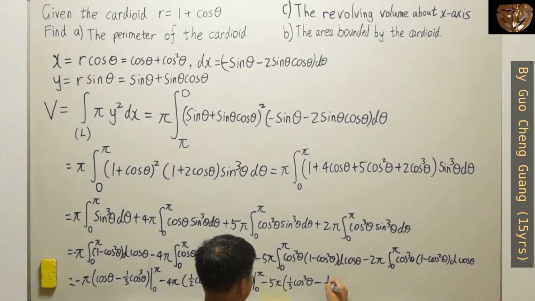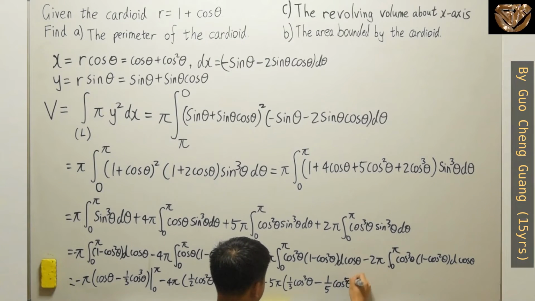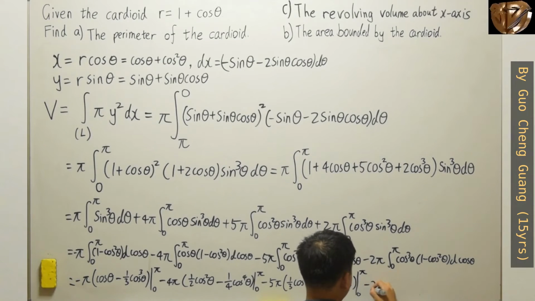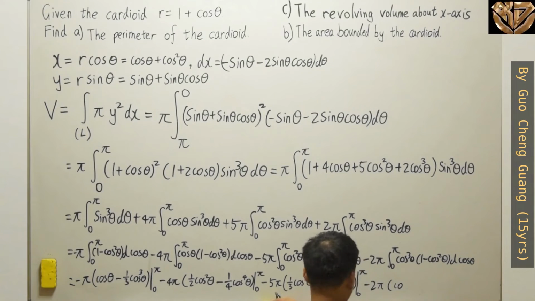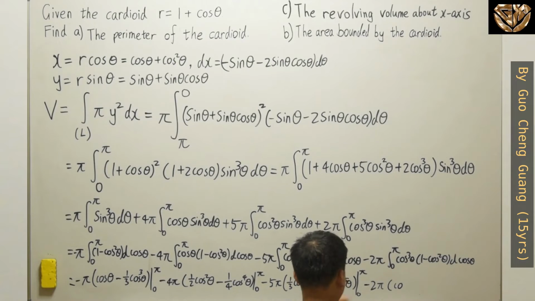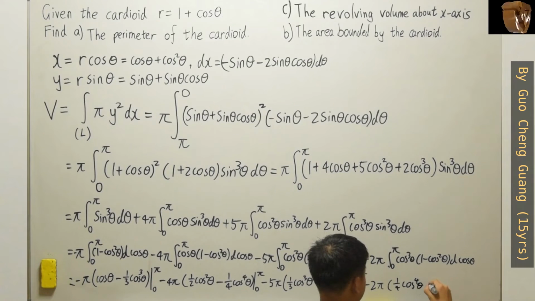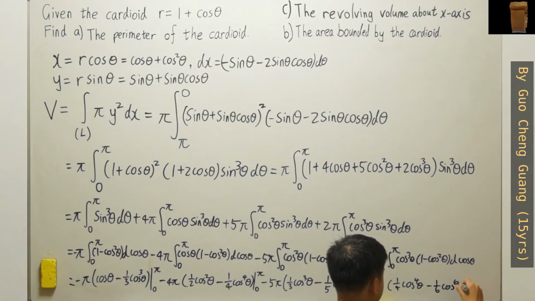then minus, so to the power of 4, that means 1 over 5, and then to the power of 5. And for your last term, which you will have 1 over 4 cosine to the power of 4, and then minus 1 over 6 cosine to the power of 6 theta.